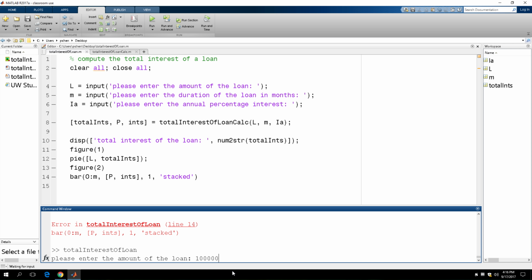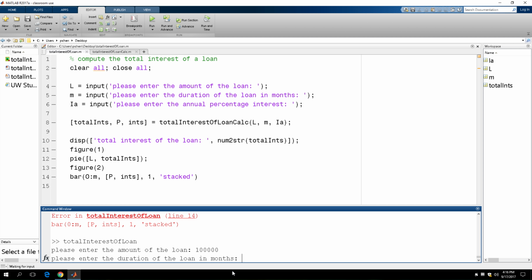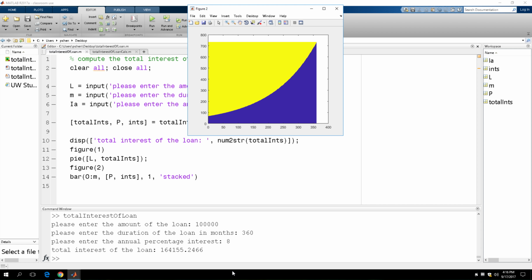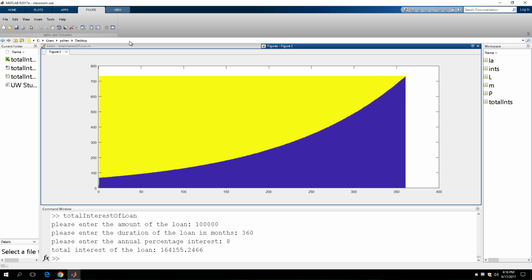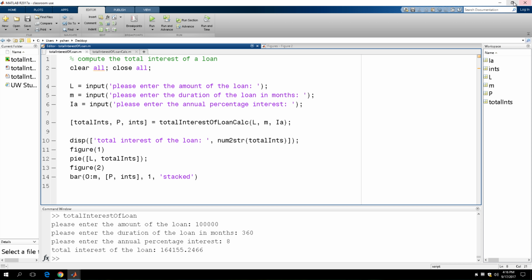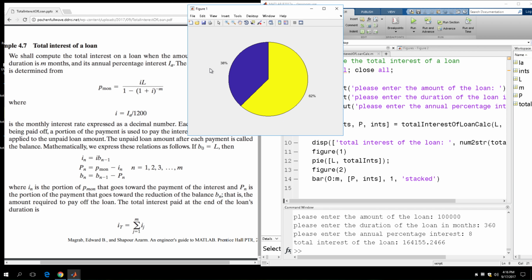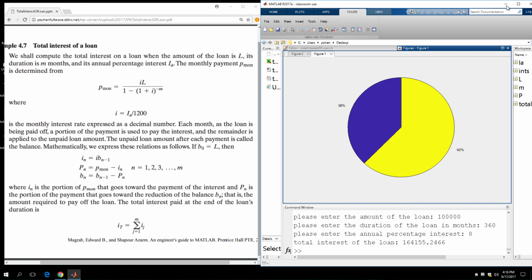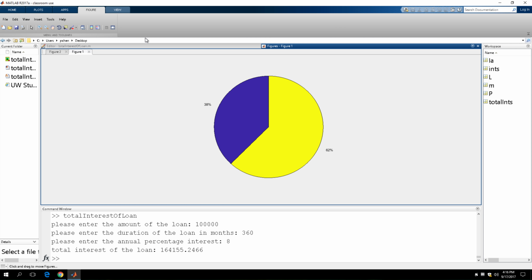100,000, 360, and then 8. Okay, so now it looks like it's correct. Missing one figure. Oh, one figure is here.